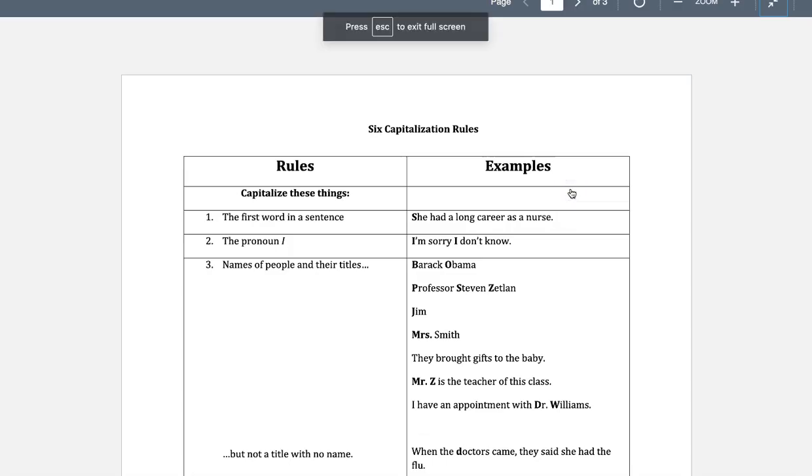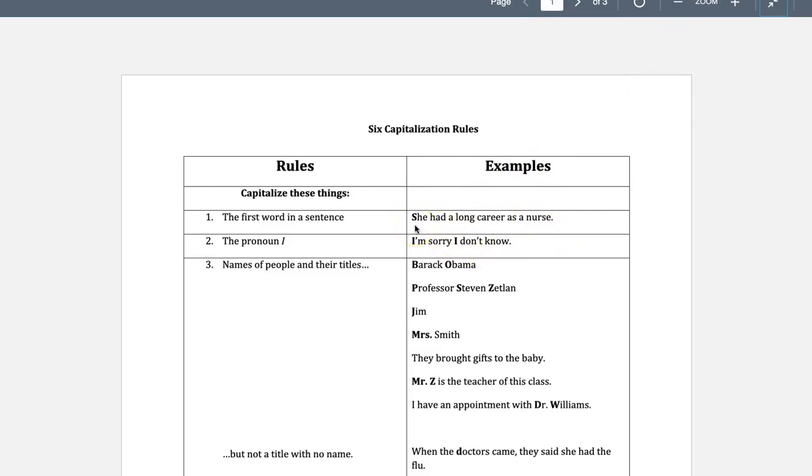Let's learn about the 6 rules of capitalization. Rule number 1. The first word in a sentence must be capitalized. Here's an example. She had a long career as a nurse.